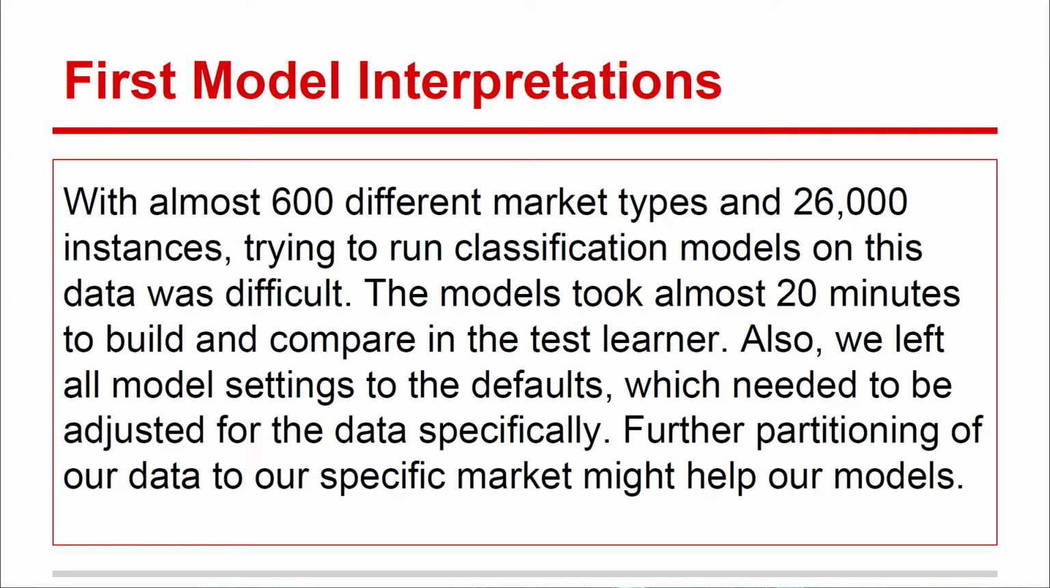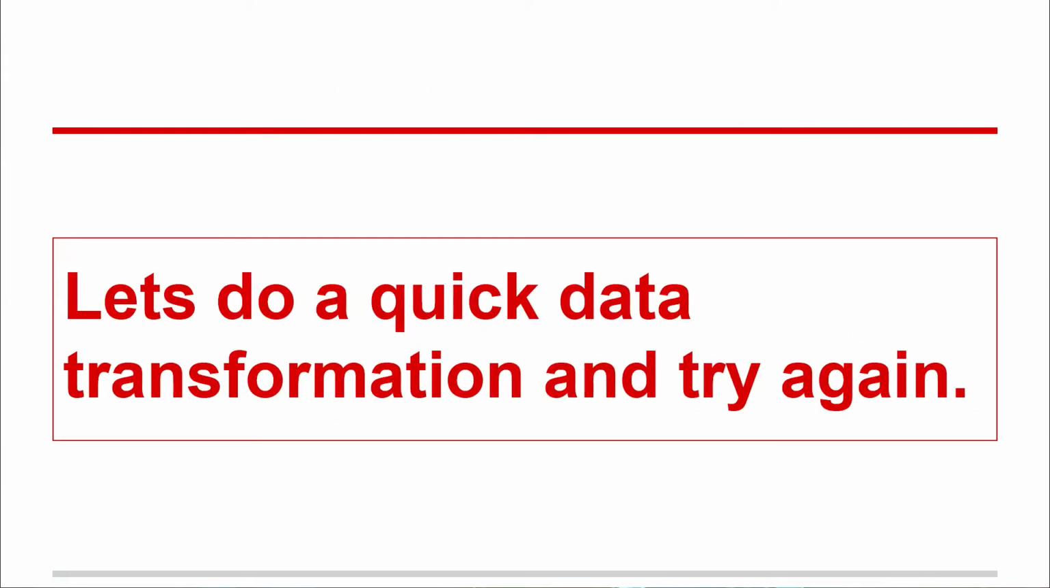So with almost 600 different market types and 26,000 instances, trying to run a classification model on this data was slightly difficult. The models took almost 20 minutes to build and compare in the test learner. Also, we left all model settings to default, which probably needed to be adjusted for the data specifically. Further partitioning our data to the specific market that we're trying to look for might help our models, so let's do a quick data transformation and try again.